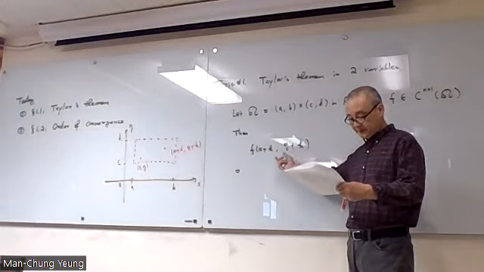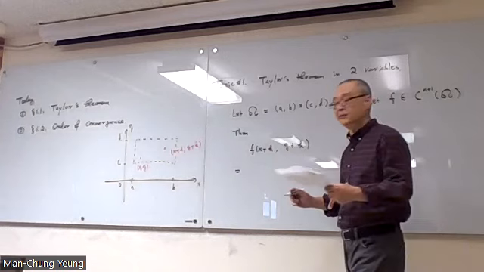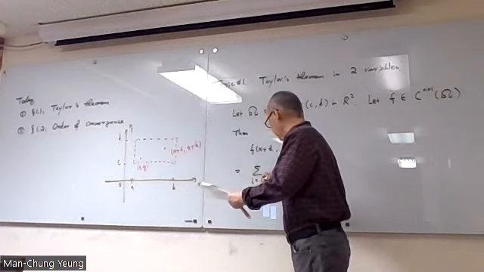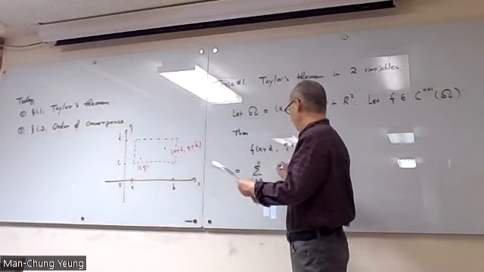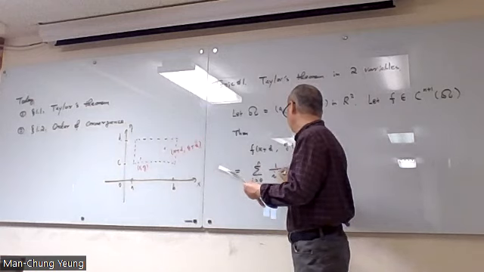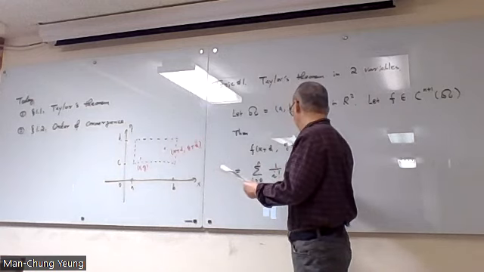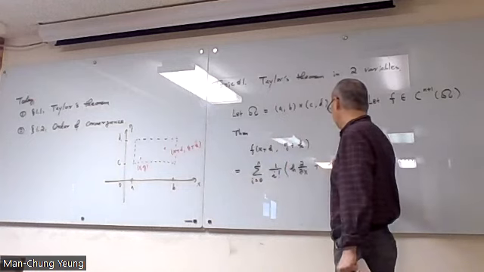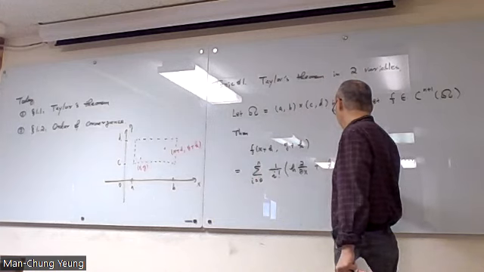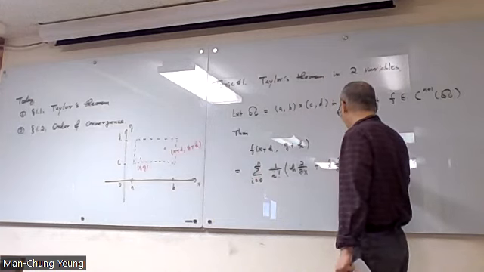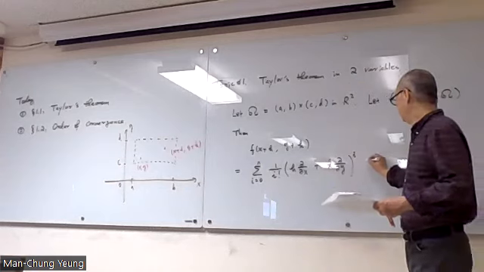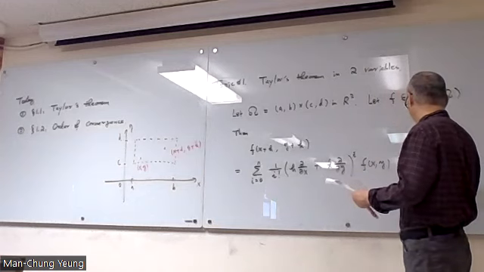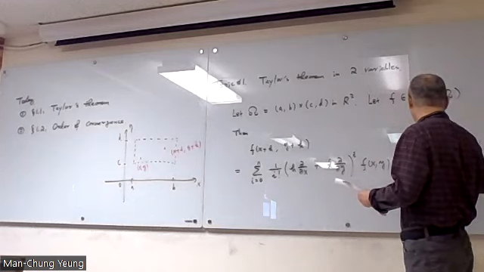Now, this function can be expanded into polynomials: summation I from 0 to n, 1 over I factorial, then h partial derivative with respect to x, plus k partial derivative with respect to y, then power I, applied to f at x, y. Then plus the Euler term.